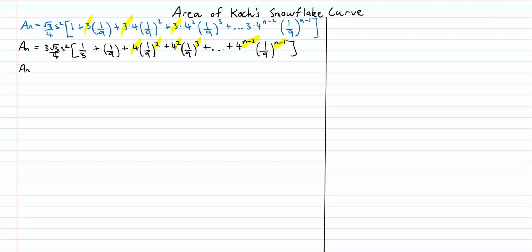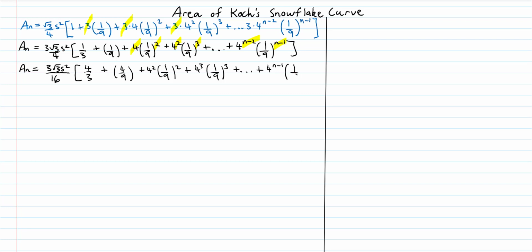So what we get then is AN is going to equal 3 times root 3 times s squared over, and times the denominator by 4, so we're going to get 16, and then we'll times every term in the bracket by 4. So we get 4 over 3 plus 4 over 9 plus 4 squared times 1 over 9 squared plus 4 cubed times 1 over 9 cubed, and plus 4 to the power of n minus 1 times 1 over 9 to the power of n minus 1.